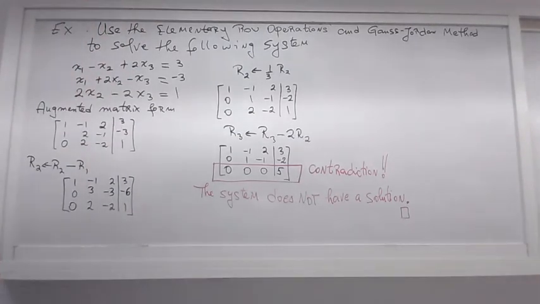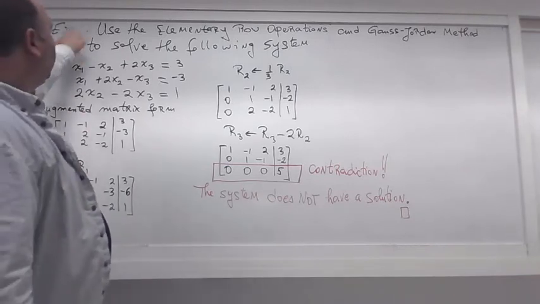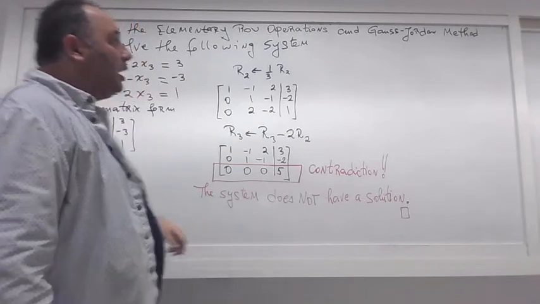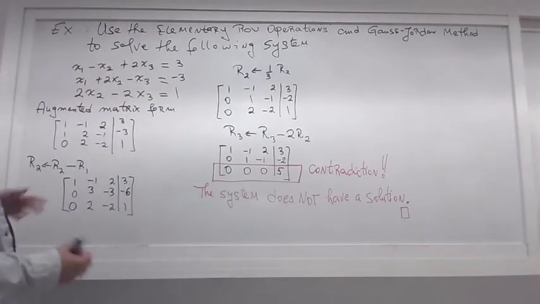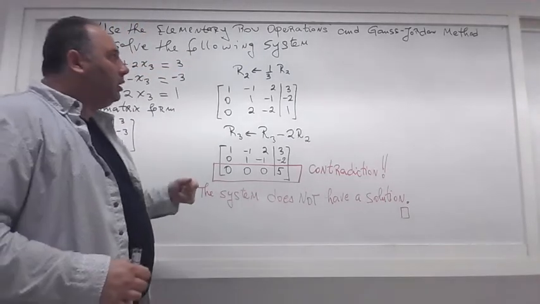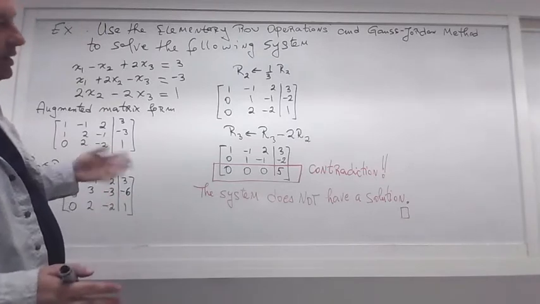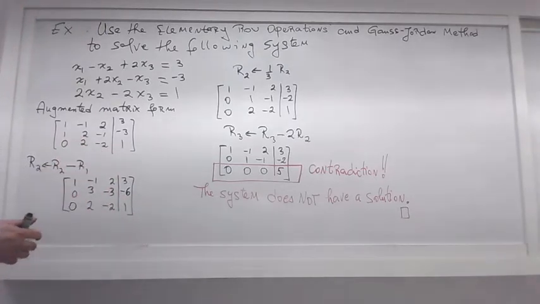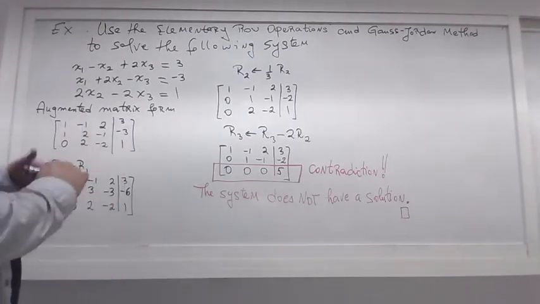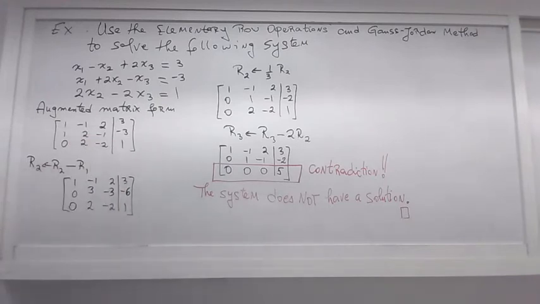Here are some more problems to solve. So I took some advance. So the question is again, use elementary row operations and the Gauss-Jordan method to solve the following system. When I'm lazy, I just say solve the system. So you know that you need to use elementary row operations and the Gauss-Jordan method. That's the only method we know, and the elementary row operations are the only operations allowed.